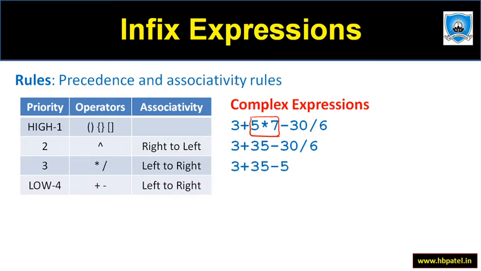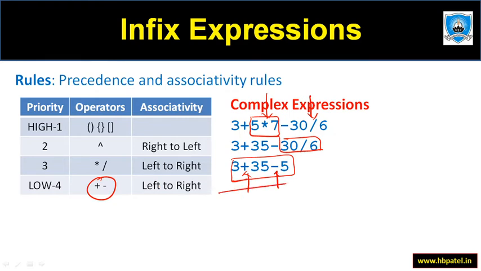Then we'll be doing division. So 30 divided by 6, that is 5. So now the expression is such that multiplication and divisions are done. Now we only have plus and minus. Plus and minus are both at the same precedence, so in that case also we'll go from left to right.